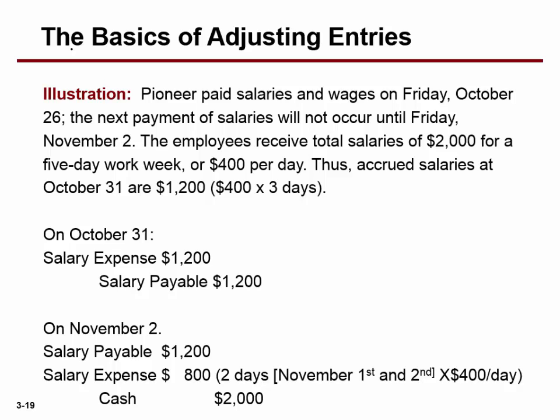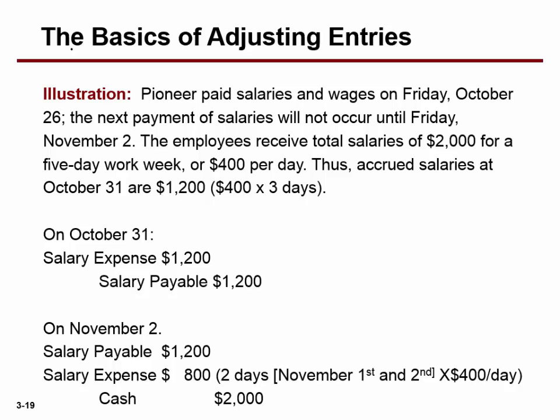We got paid on the 26th, didn't we? We're going to get paid again on Friday, the 2nd. That's the next week. And so what happens? We work in October Monday the 29th, Tuesday the 30th, and Wednesday the 31st. End of the month comes, we have to accrue the wages for those 3 days, don't we? For the month of October. So if they're paying them $400 a day, they take the 400 times the 3 days. We debit salary expense for the 3 days for October. We credit salaries payable for $1,200, and we're going to pay that on Friday, aren't we?